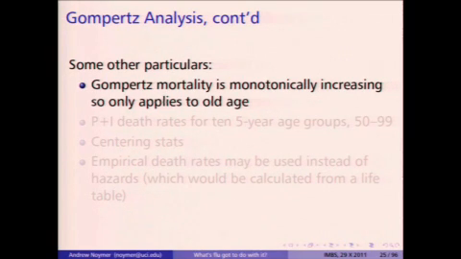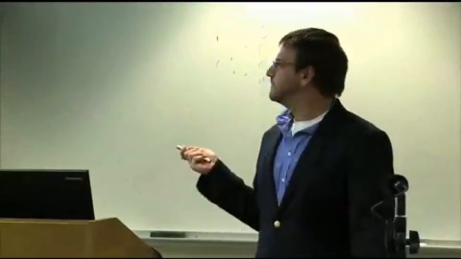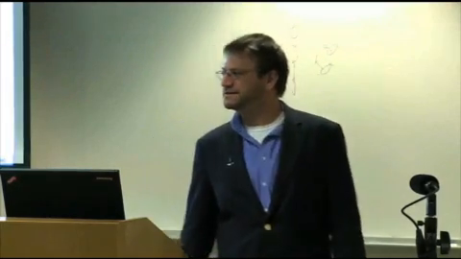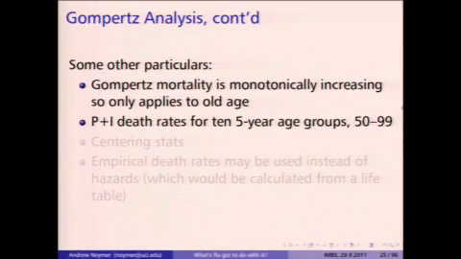So Gompertz mortality is monotonically increasing, and therefore it's an old age mortality model. From age about 45 on up, there's a constant linear increase in log mortality. So basically, if you're above age 50, you're old age from the point of view of this model. So we're looking at death rates in 10 five-year age groups, 50 to 99.